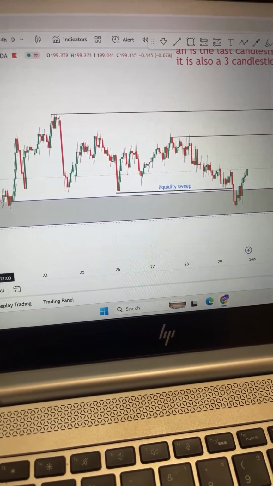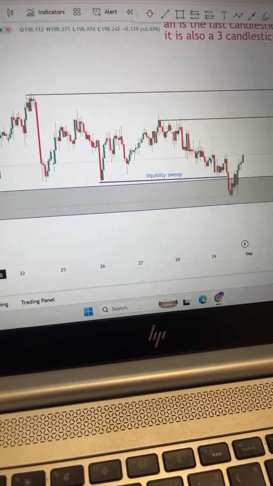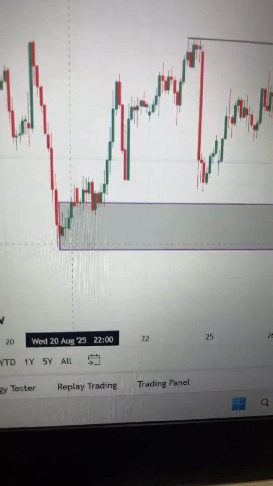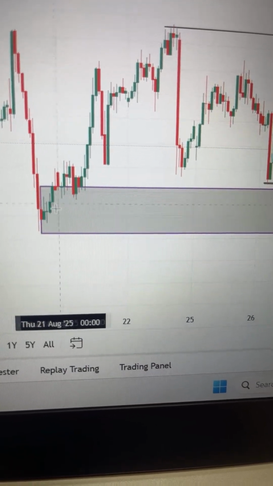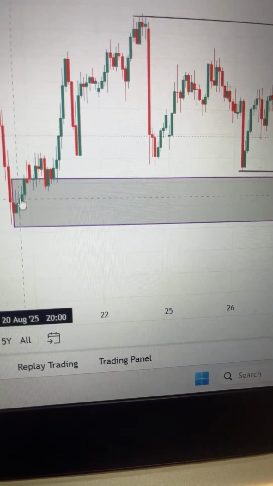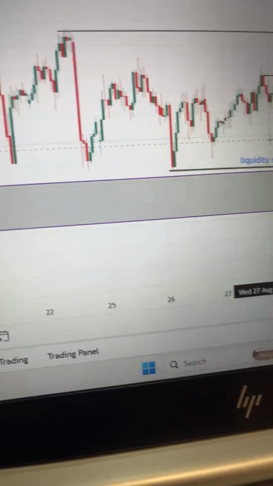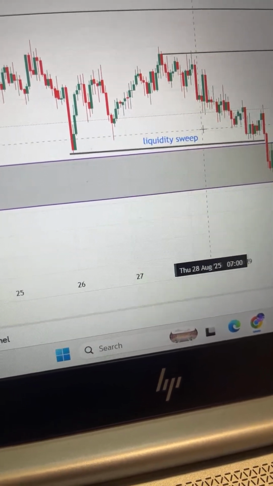As I said, this is the last bearish candlestick. And when it's the last, you just wait for it to be followed by the three candlesticks, which are here. These three bullish candlesticks following each other. So this is a valid one because of these three and the last candlestick. Then here is our liquidity sweep. So this is what makes it valid.